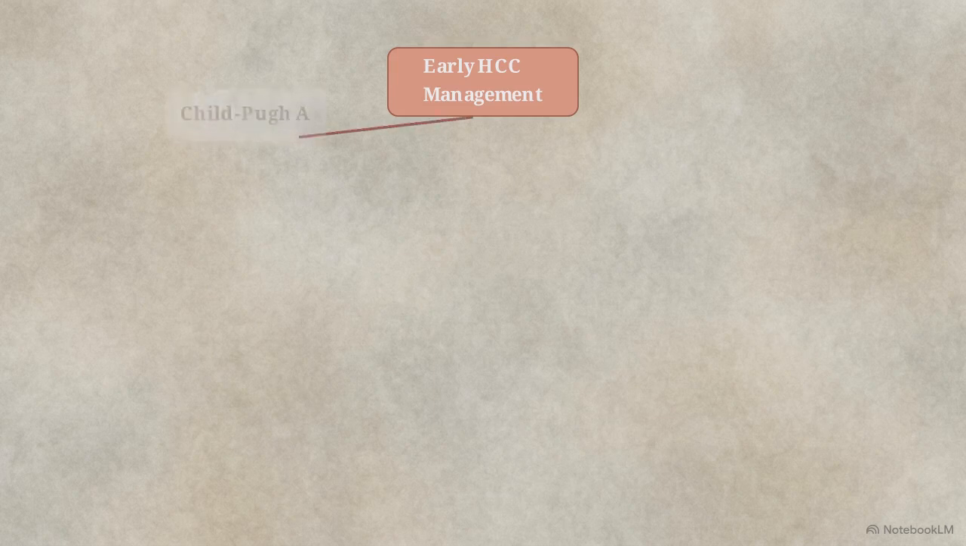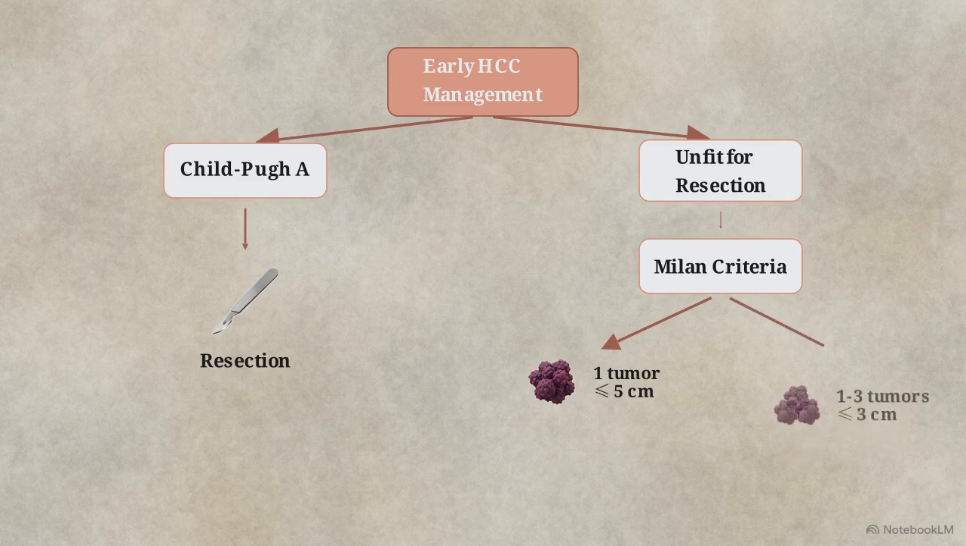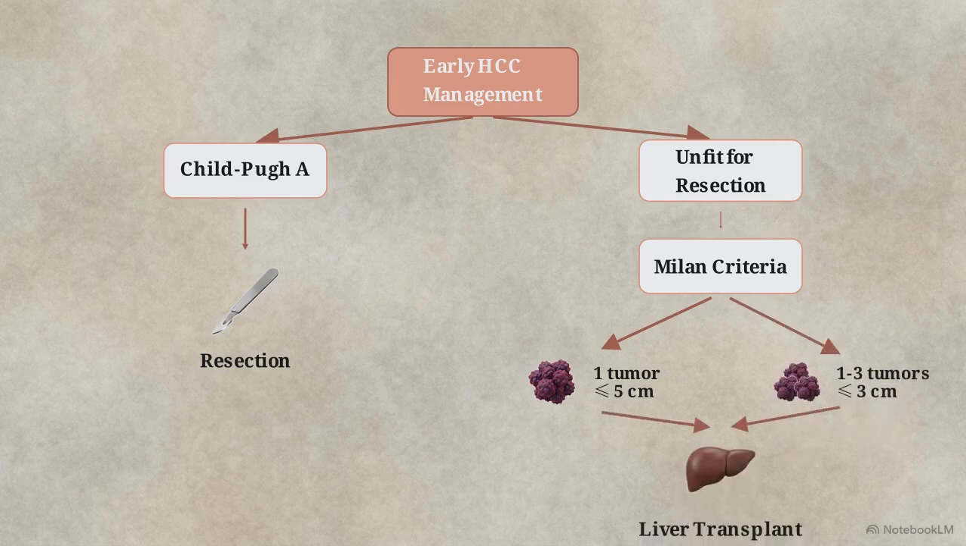We map these variables using the Bailey algorithm. A patient with early HCC and robust Child-Pugh A proceeds to resection. If unfit, we check the Milan criteria. A single tumor under 5 centimeters or up to 3 tumors under 3 centimeters enables a liver transplant.